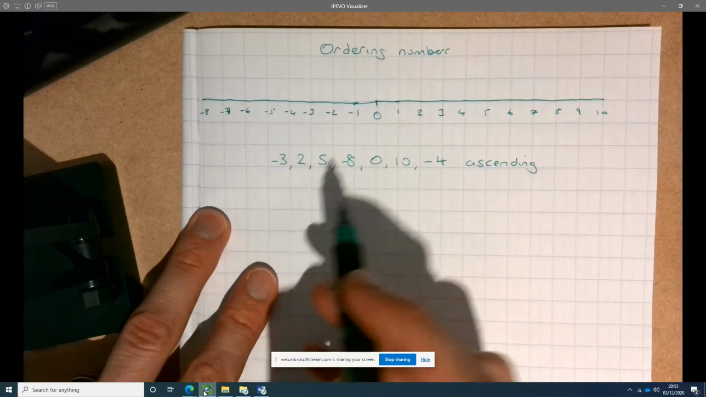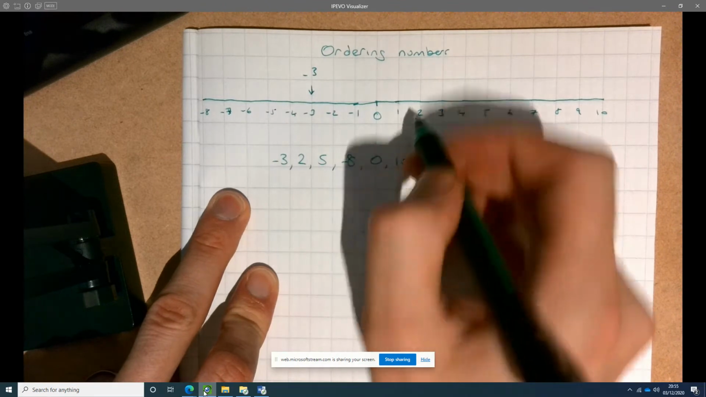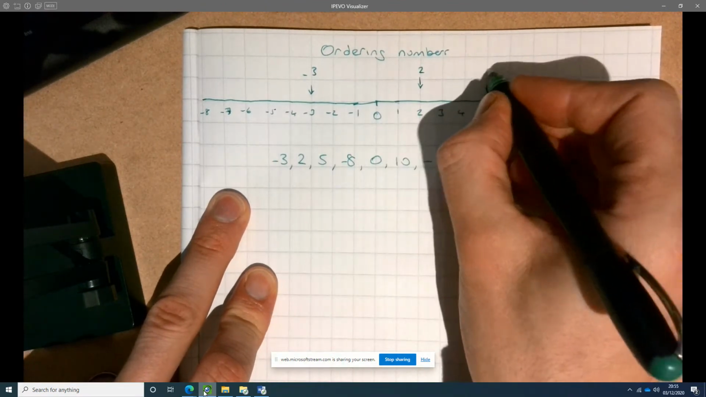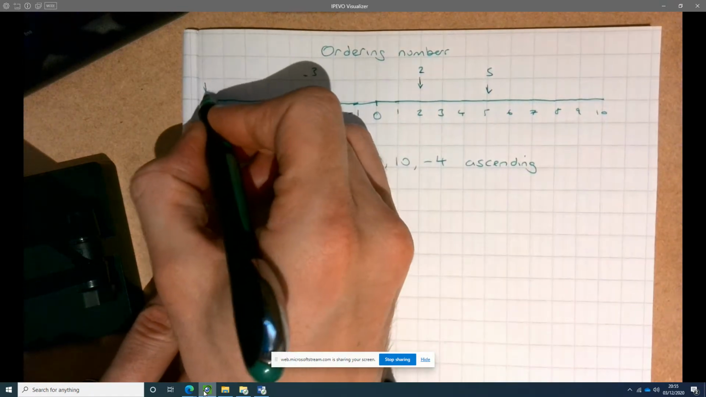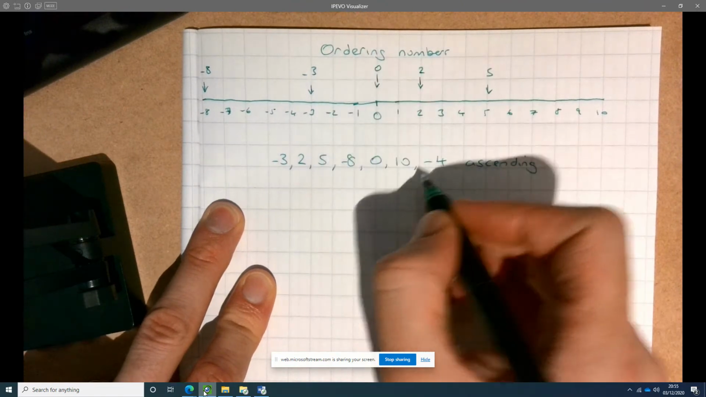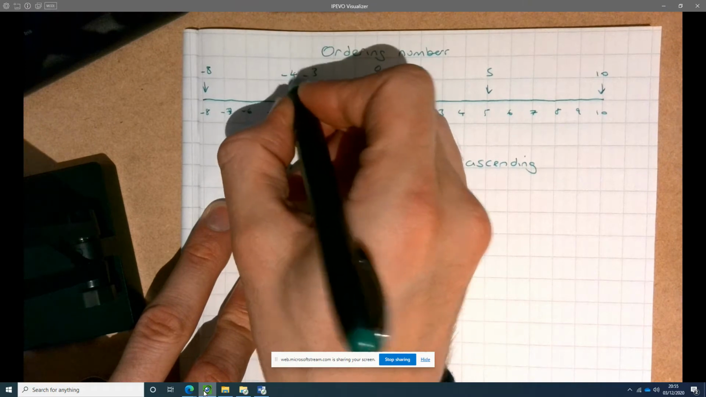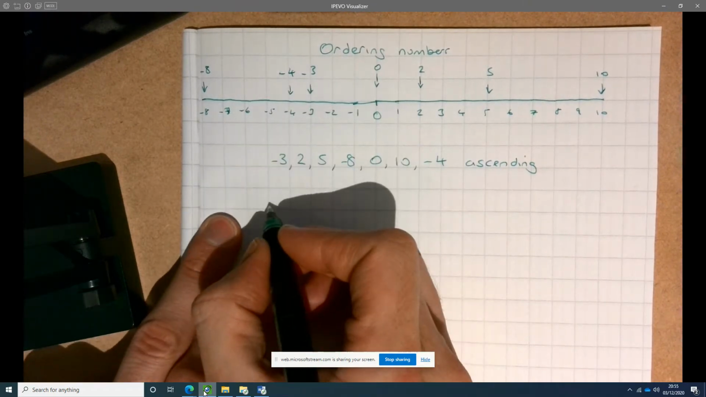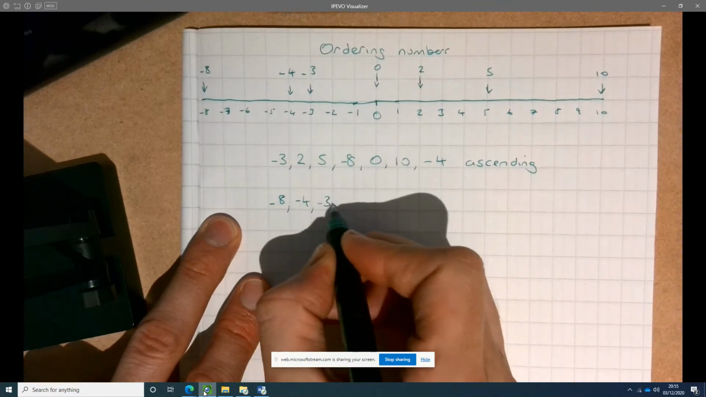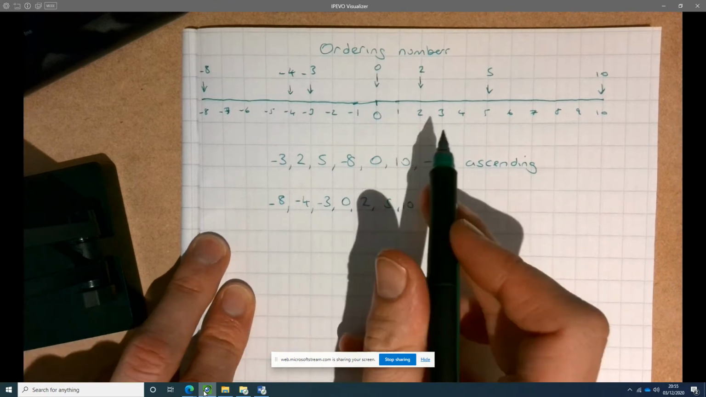Well, -3 is here. +2 is here. +5 is here. -8 is all the way down here. 0 is there. 10 is there, and -4 is there. So putting these in ascending order, smallest to biggest, we've got -8 first, then -4, -3, 0, 2, 5, and 10. I think that's a fail-safe method.